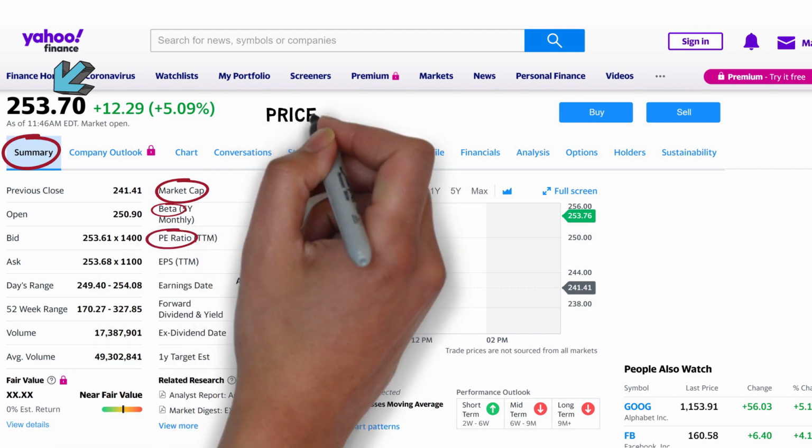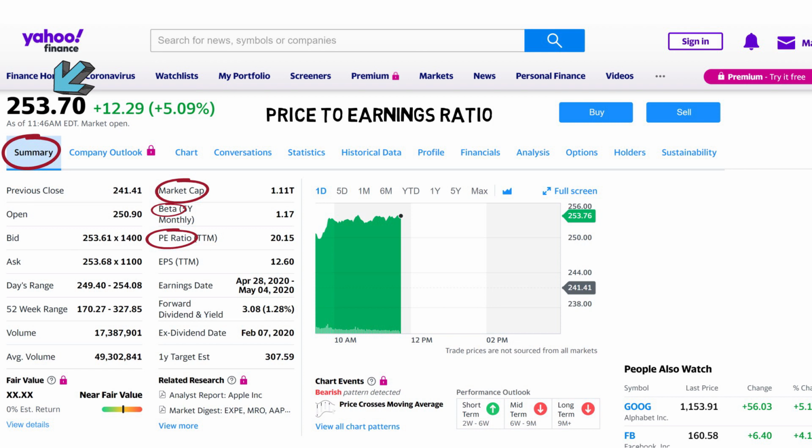The PE here is the price to earnings ratio. For a video explaining the PE, please click the link at the top of the screen. Typically, the lower this number is, the better. A PE of 20.15 is higher than I would like to see for Apple at this time.